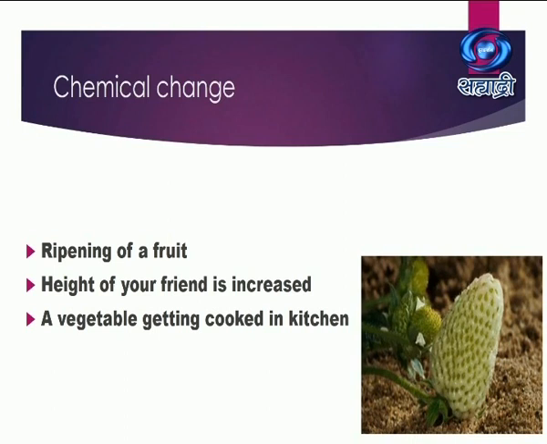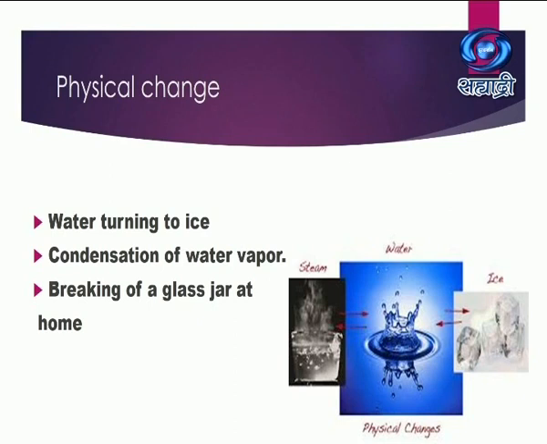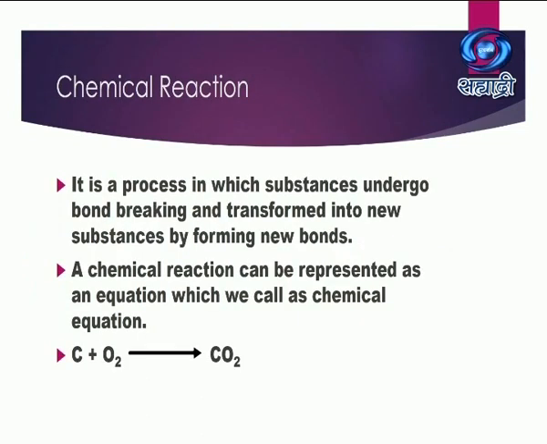One more type of change we usually observe in our day-to-day activities is physical change. Water turning into ice, condensation of water vapor, breaking of a glass jar at home. These are all examples of physical change. Physical change is a reversible change and chemical change is an irreversible change. A chemical reaction is a process in which substances undergo bond breaking and are transformed into new substances by forming new bonds. That is called a chemical reaction.